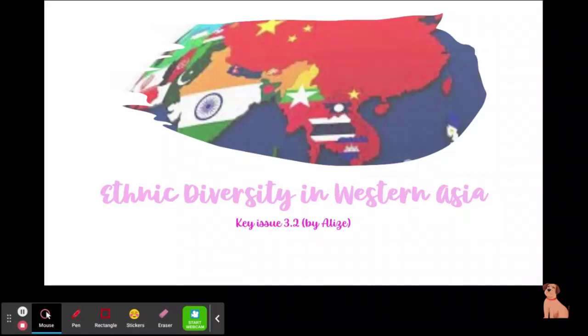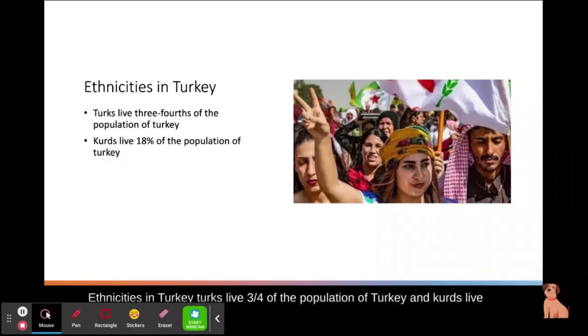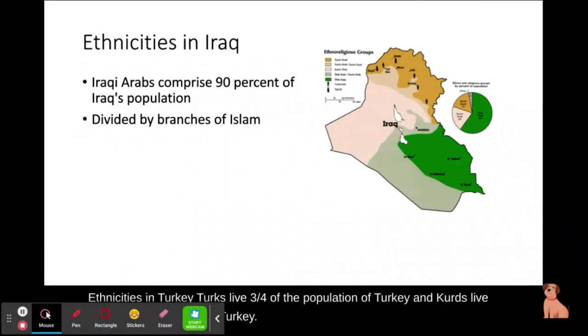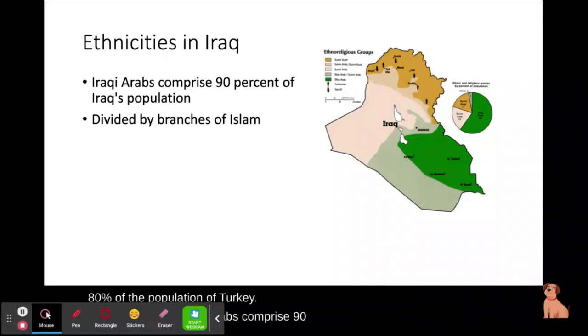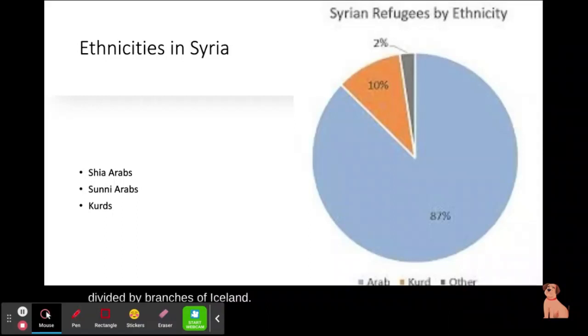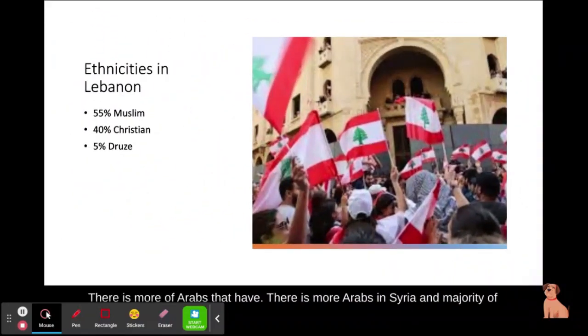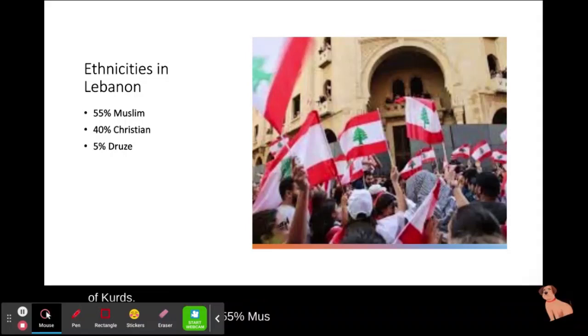Ethnic diversity in Western Asia. Ethnicities in Turkey. Turks live 3/4 of the population of Turkey, and Kurds live 80% of the population of Turkey. Ethnicities in Iraq. Iraqi Arabs comprise 90% of Iraq's population, and it is divided by branches of Islam. Ethnicities in Syria. It is Shia Arabs, Sunni Arabs, and Kurds. There are more Arabs in Syria and a majority of Kurds. Ethnicities in Lebanon. 55% Muslim, 40% Christian, and 5% Druze.